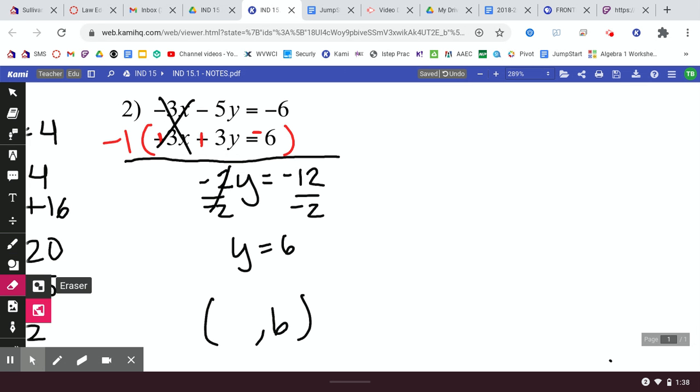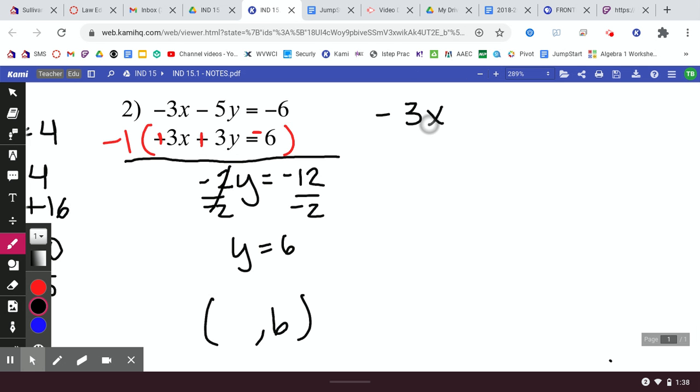Now when I go back in here, I'm going to get rid of my x's just so they're not in the way. When I go back up to find my x, I can either plug into the top equation, the original bottom equation, or my manipulated bottom equation. It does not matter which one. I tend to usually pick the one I haven't changed just so I don't accidentally mess up a sign, but it doesn't matter which one you pick. So I'm going to take the top equation.